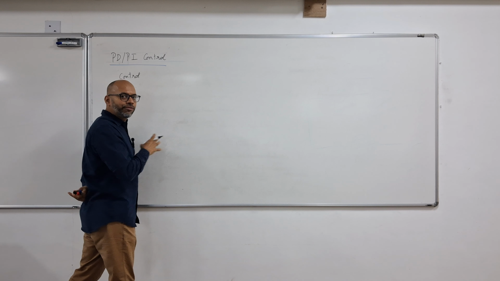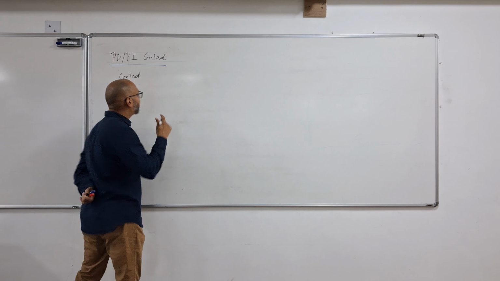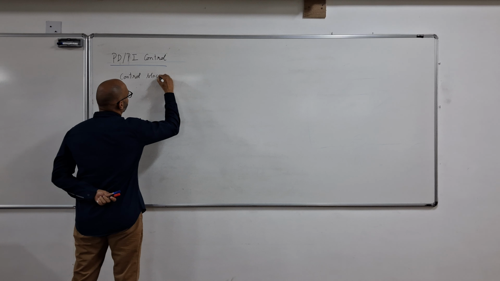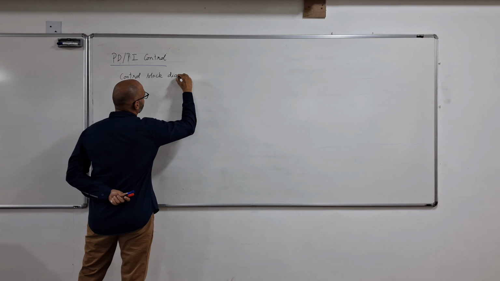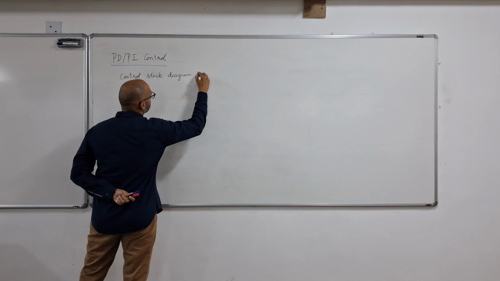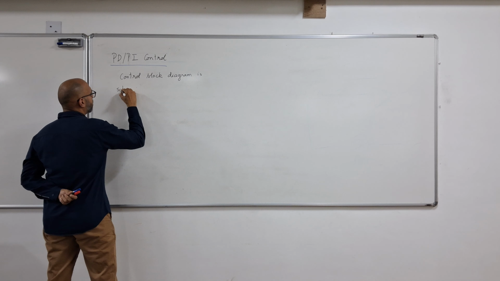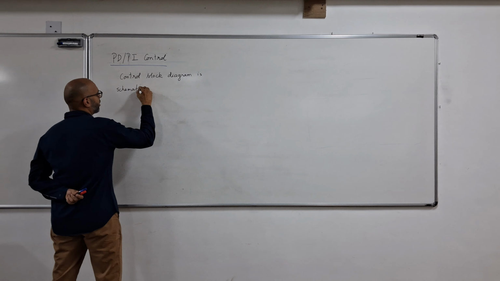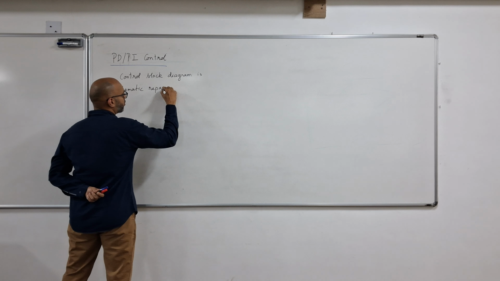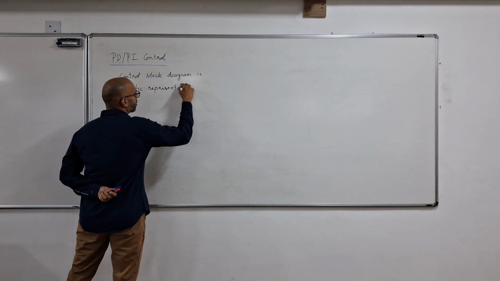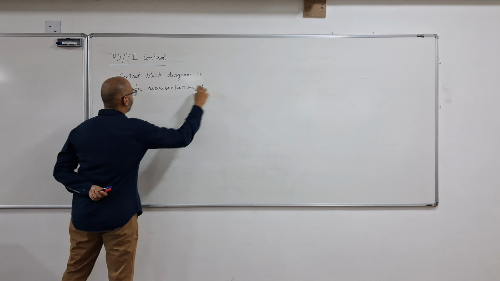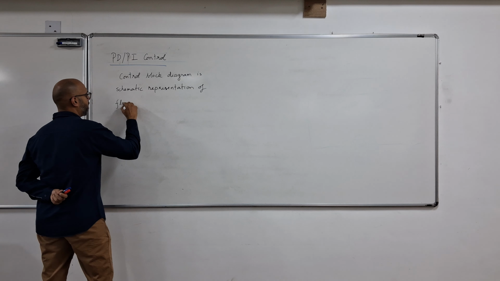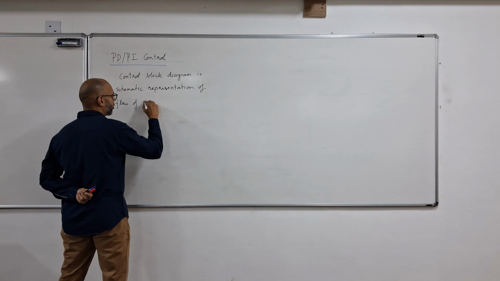of flow of information and decision making. So a control block diagram is a simple schematic representation of flow of information and decision making.